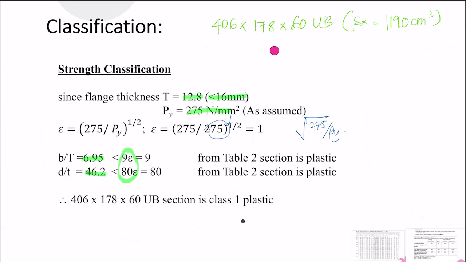Therefore, value B over T is less than 9. Okay. And D over T is less than 80. Meaning that both web and flange are plastic. 406 by 178, 60 kilogram per meter UB section is plastic. So we know our section is plastic. So anything that we will calculate after this, we will use the formula for plastic.